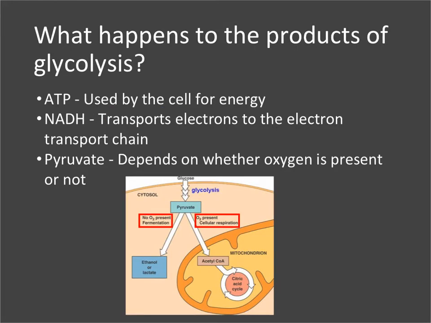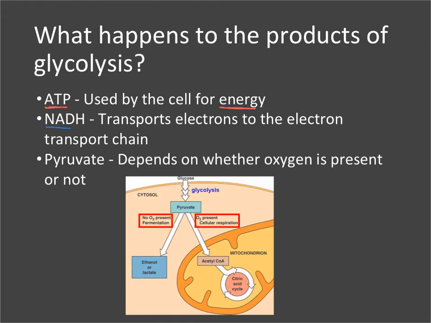So if we look at the products or the outputs of glycolysis, what happens to those? So why do we care about the ATP, the NADH, and the pyruvate? So first of all, ATP, remember, is just energy. So we've already made some energy that the cell can use. Now we could stop there, but we could get a lot more ATP out of that glucose molecule if we kept going. And we'll talk about how that happens on the following slides.